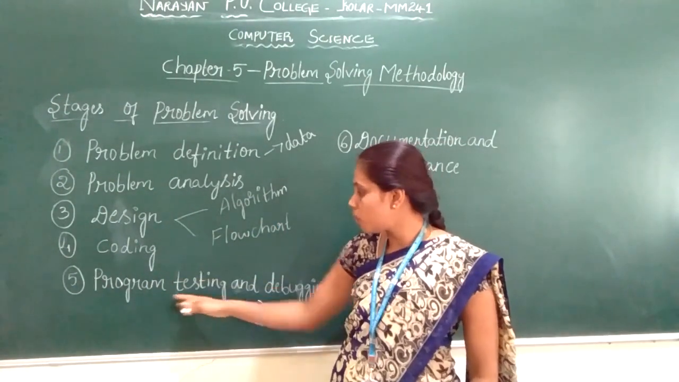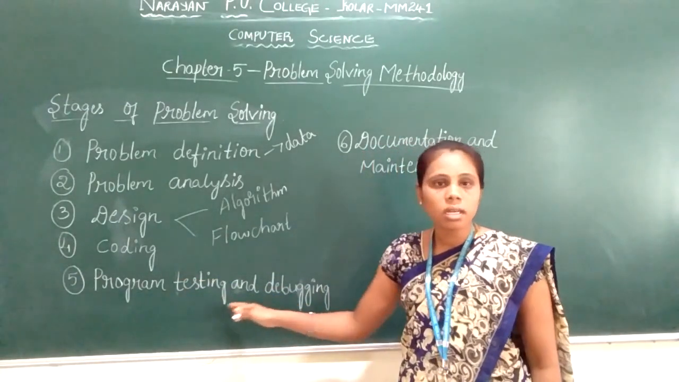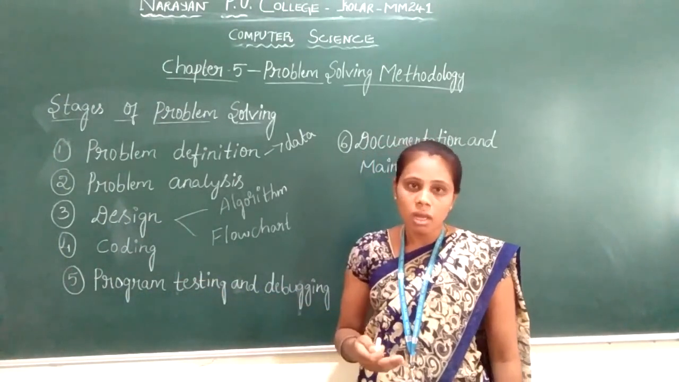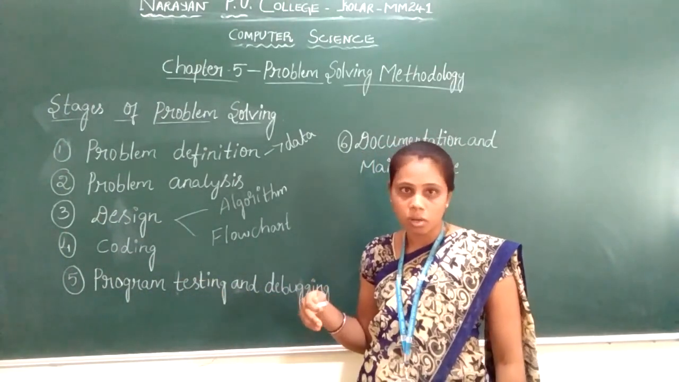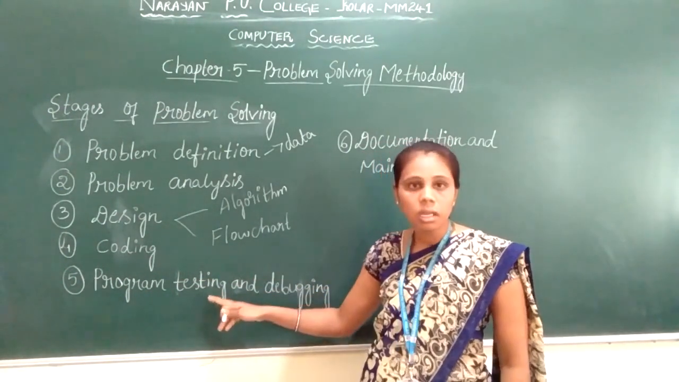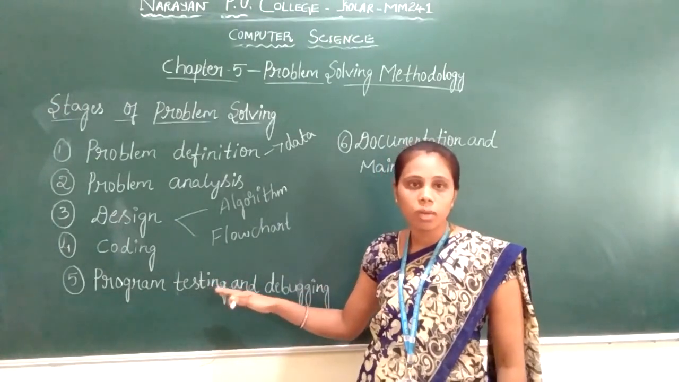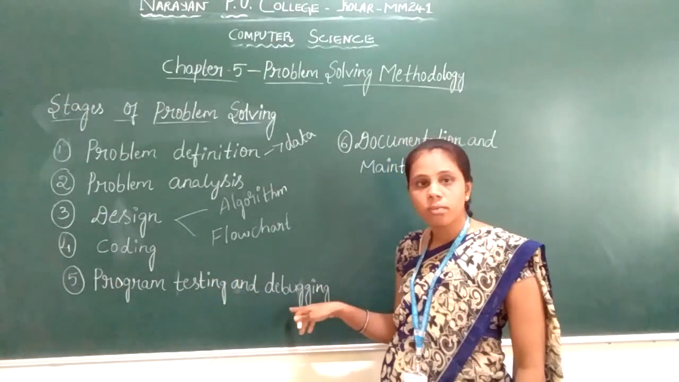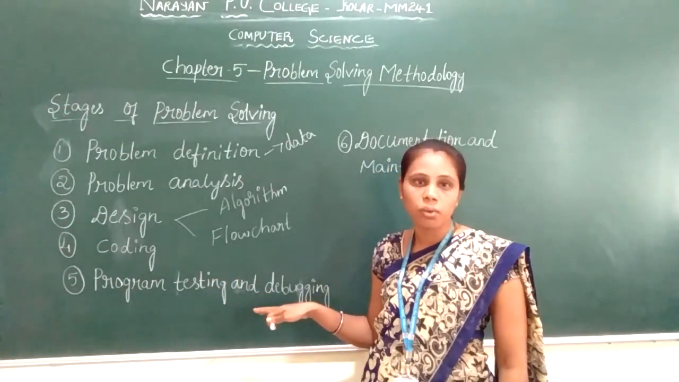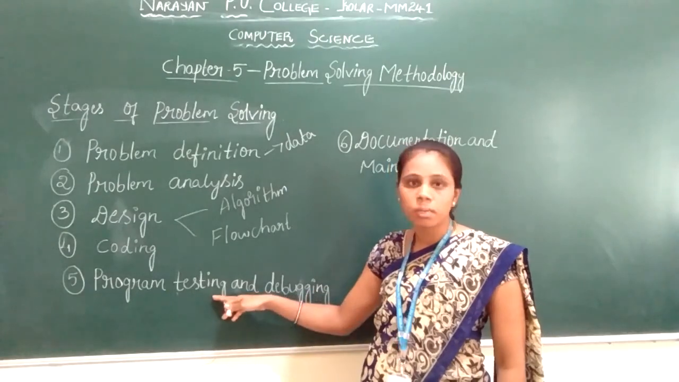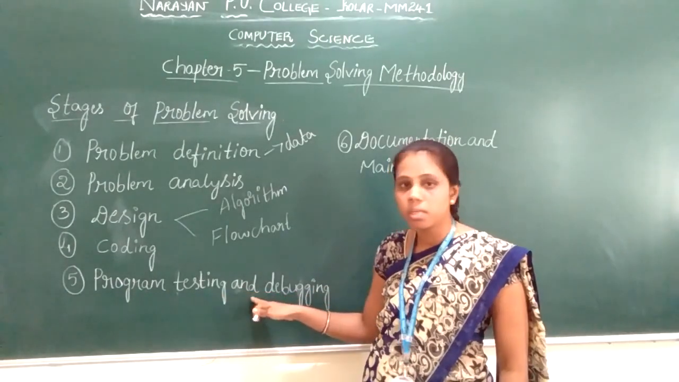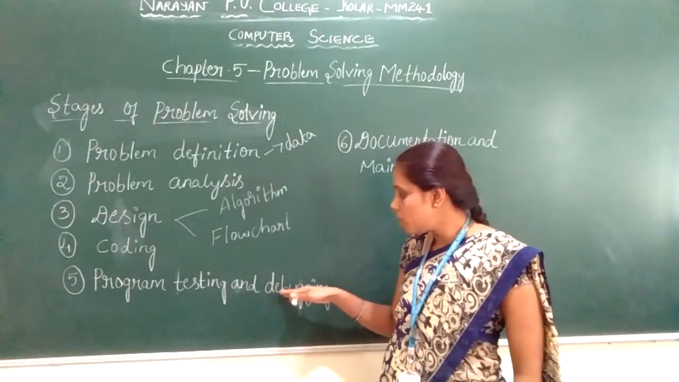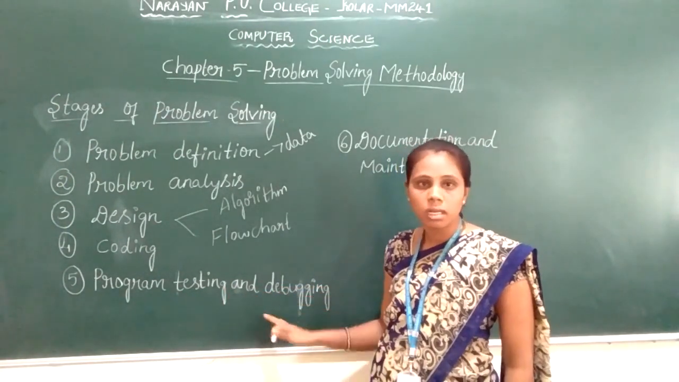In the fifth step, program testing and debugging. Testing is nothing but we check whether the program is running according to our requirements or not. And in debugging we will check whether there are any errors in the program or not. That is about program testing and debugging. Program testing means we are checking whether the program is running according to the given requirements, and checking for errors.